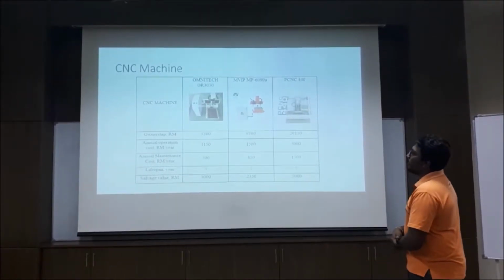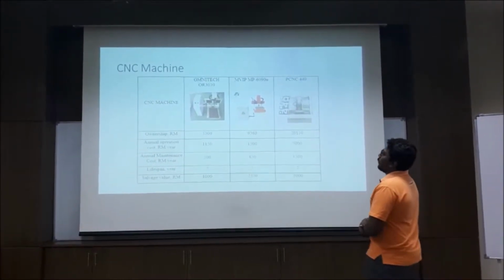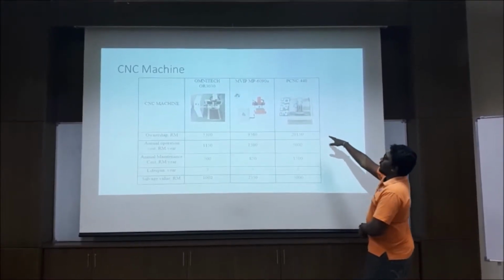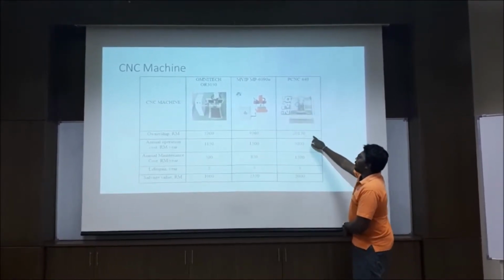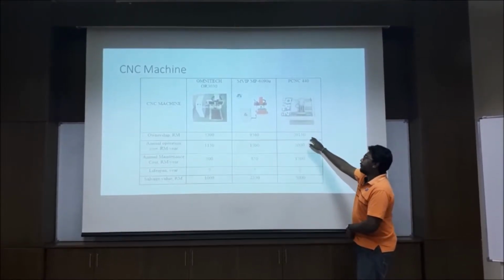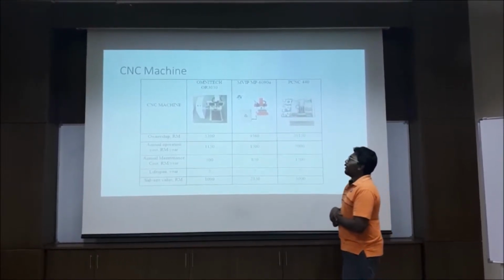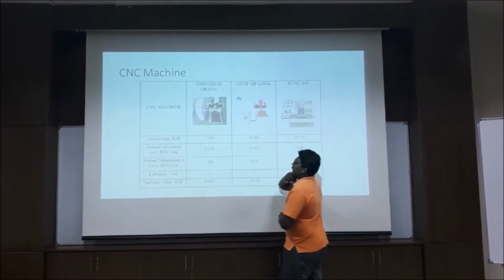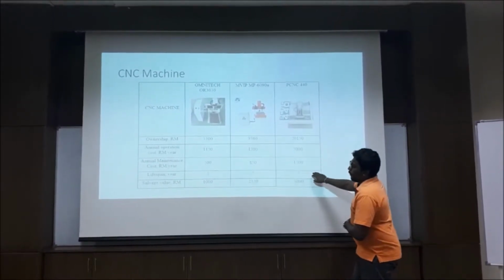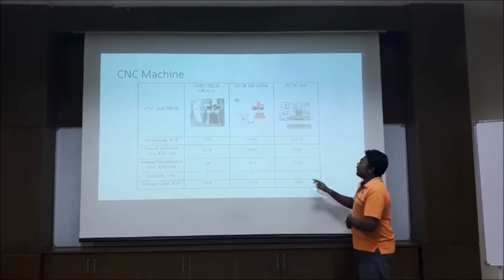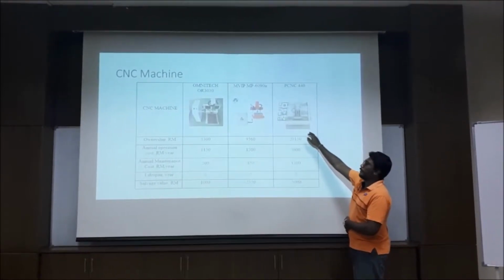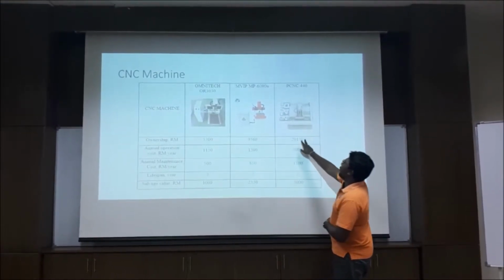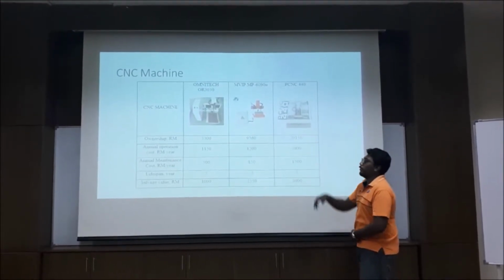The next is the CNC machine. You can see there's Omnitech, MVP and PCNC. The highest is the PCNC because this is the advanced version of the CNC machine. This is the medium range and this is the low range. The lifespan is the same for everything, and the salvage value is highest for the PCNC. The ownership is also highest for PCNC, which is 20,000 for 1 unit.